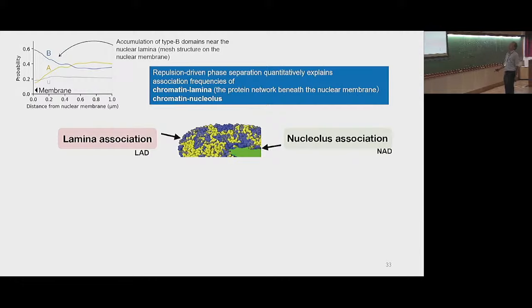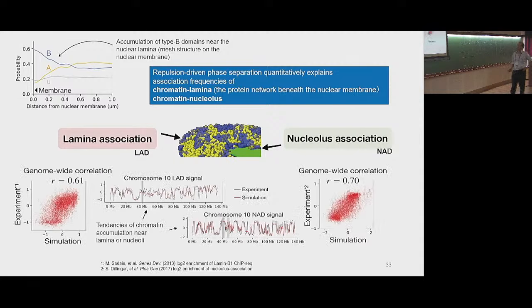And in the simulated results, type B domains are accumulating near the nuclear membrane, and type A domains are depleted from the nuclear membrane or nuclear lamina. Nuclear lamina is just inside the nuclear membrane, and that frequency is called the lamina association. And similar things happen around the nucleolus, and that frequency is called the nucleolus association.